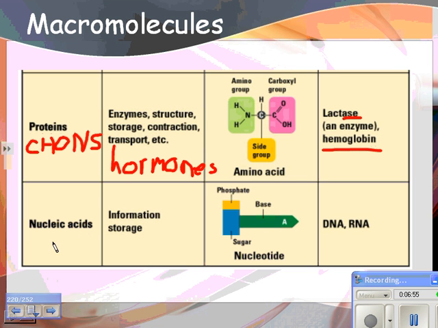The last macromolecule would be a nucleic acid, and so one example is information storage. So that's what DNA does. There, you could also put in energy because the molecule ATP is your quickest energy source.